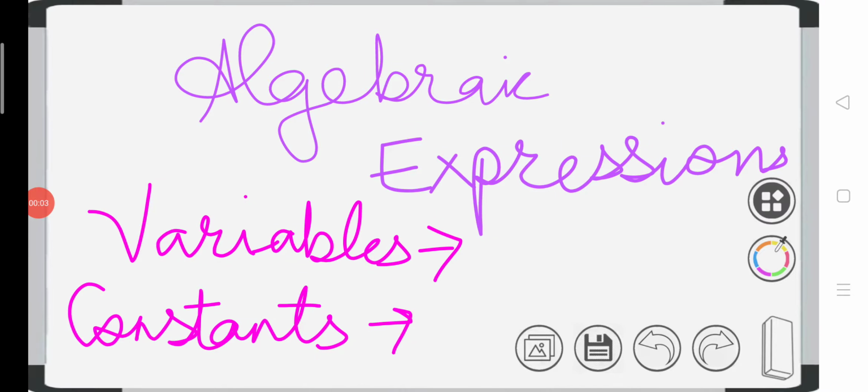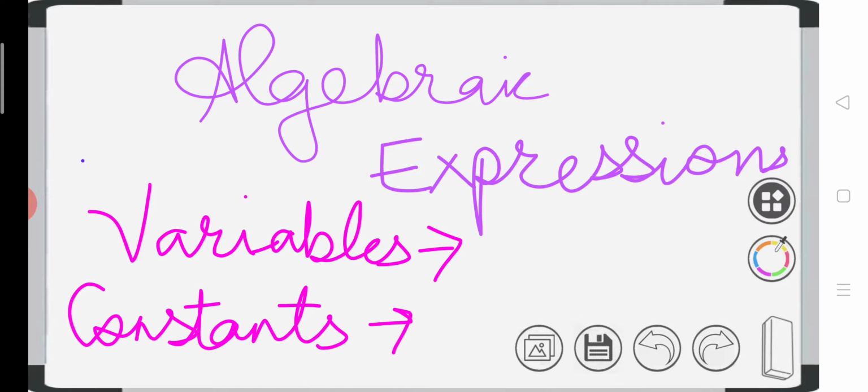Today we are going to start a new chapter, that is algebraic expression. In this chapter, we are going to learn how expressions are formed in detail, about their terms, about their coefficients also. So, first of all, let us revise what we mean by variables and constants, as you have learnt in your previous classes about variables.